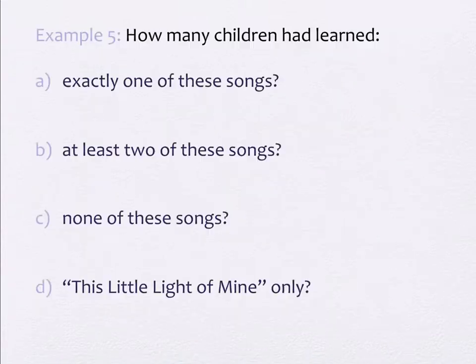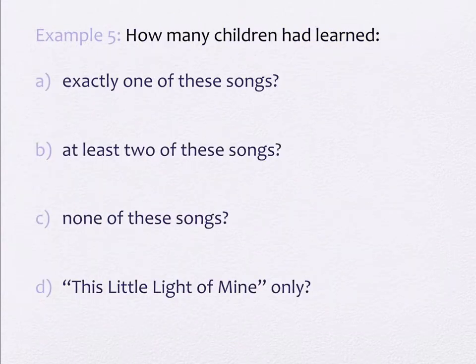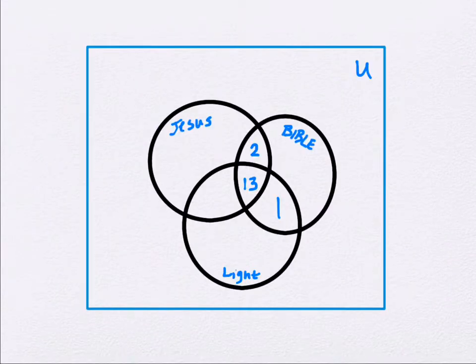Okay, the last one that it gave me information about is that last overlap, actually. So I have 13 had learned Jesus loves me and this little light of mine. So we will go over here. Jesus loves me and this little light of mine would be this overlap. I already have 13 in it, and there's supposed to be a total of 13, which means what number goes in this blank out here?